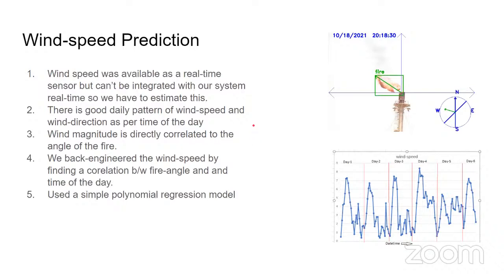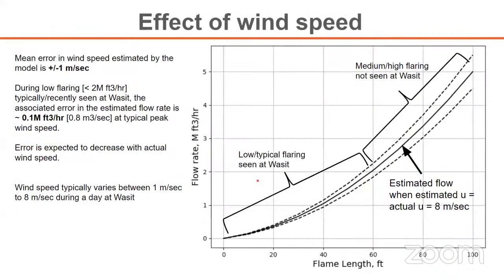Yeah, we also predict wind speed from the KPI that we calculate. In terms of the effect of wind speed that we observed, this is the normal prediction model: at a speed of 8 meters per second, this would be the flow rate predicted. But if the wind speed is lower than that, say we have a 1 meter per second error in the calculation, then the predicted flow rate would be far away from the actual one.